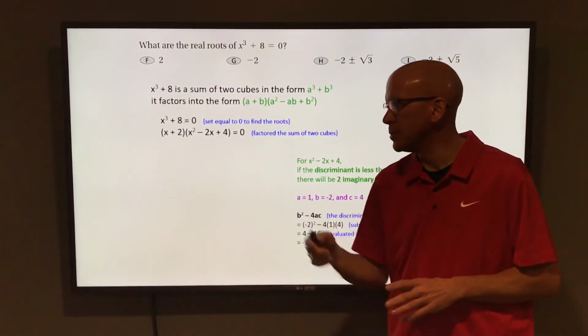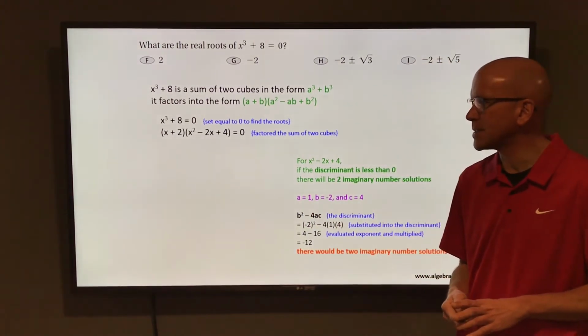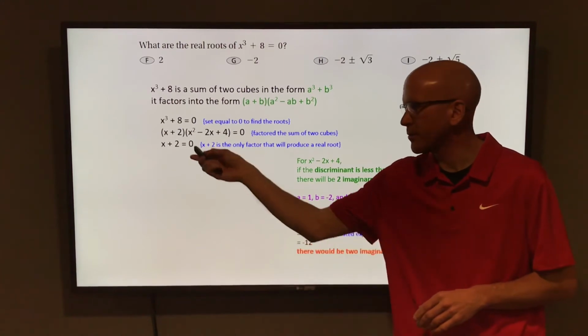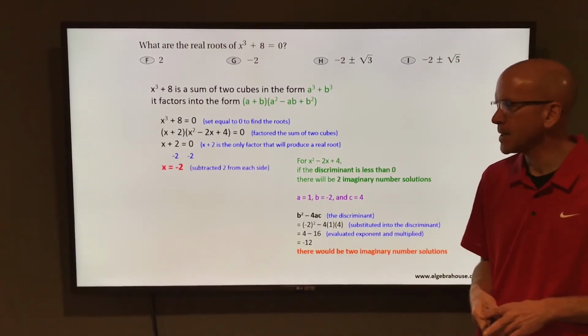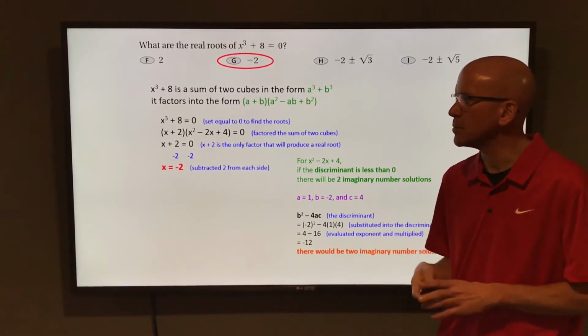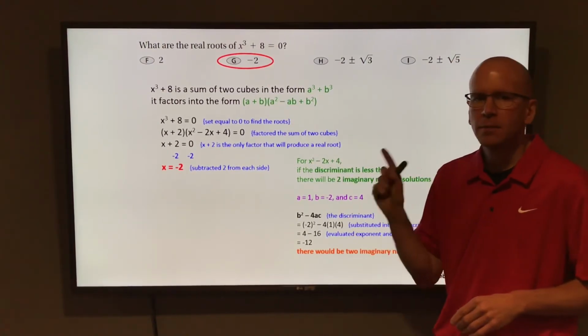So x plus 2, set that equal to 0. That's the only one that's going to deliver a real root or real solution. So if you set x plus 2 equal to 0, that is going to be x equals negative 2. And that is the only real root, the only real solution to this equation. Letter G.